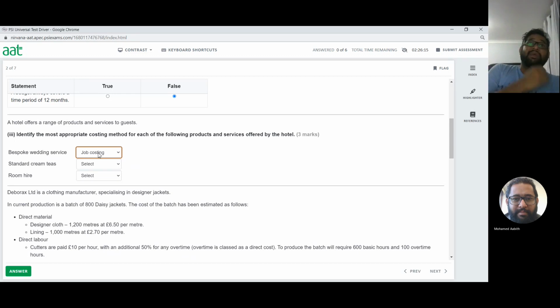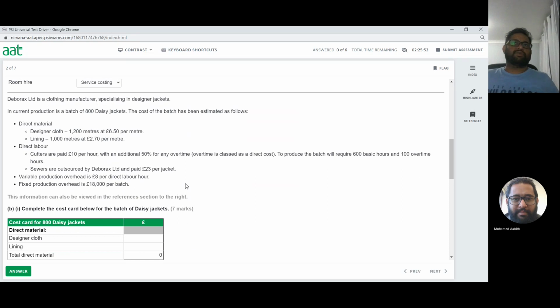So if you look at the next one, standard cream teas. This one, I can identify cost as one item. It's a unit costing for that one. And a room hire, on the other hand, is going to be a service because the room, you don't sell it, you hire it. Therefore, you're providing them a service. So the answer for that is service costing. Now, let's look at the next question.